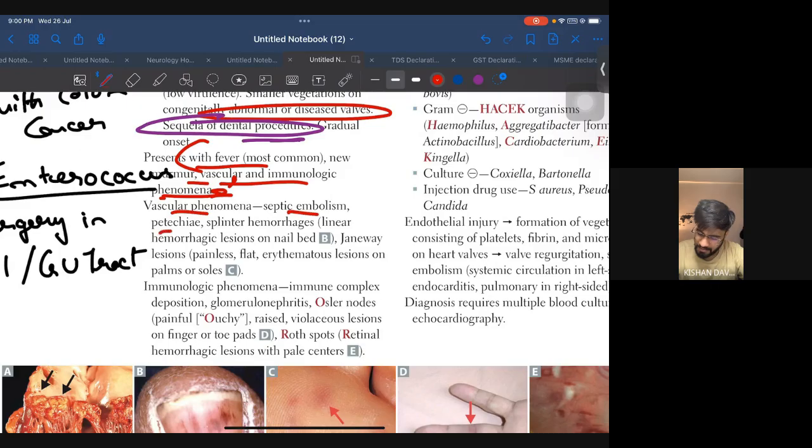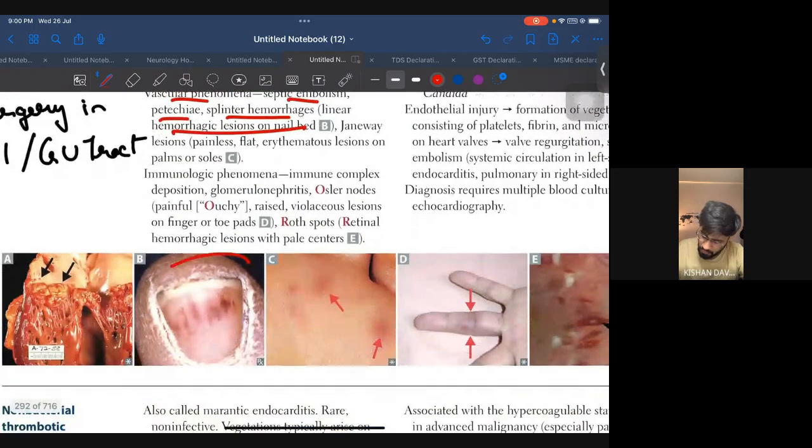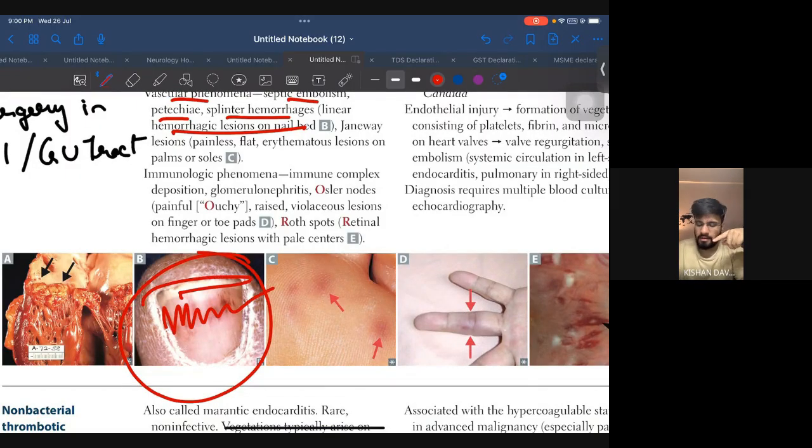Septic embolism, petechiae, splinter hemorrhage. See, splinter hemorrhage is very important. They will show you this image in the exam. If they show you a nail with hemorrhage like this and this white layer, think about splinter hemorrhage. The question is talking to you about infective endocarditis. All right. Janeway lesions: painless flat erythematous lesions on palms or soles.